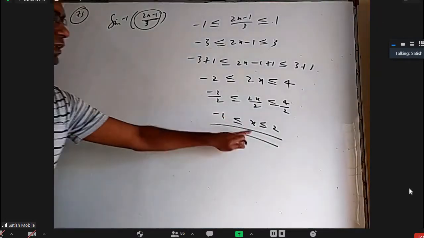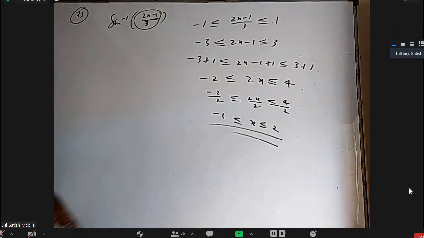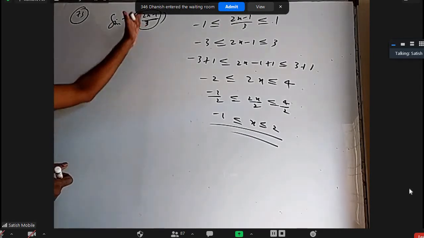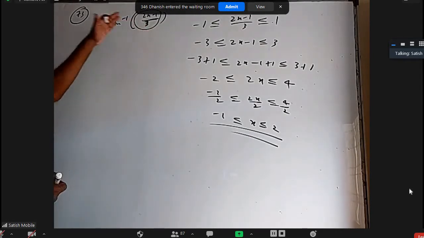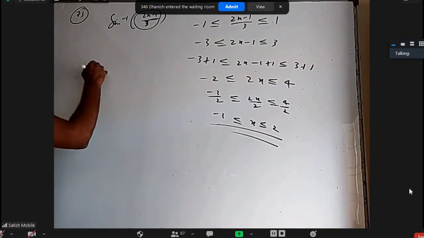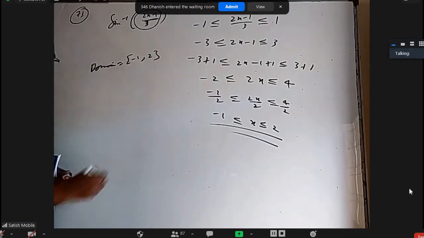So when x is between minus 1 to 2, (2x minus 1) by 3 will be between minus 1 to 1, and then sine inverse of that will be defined. If it is more than 1, it is not defined. If it is less than minus 1, also it is not defined. So domain is closed interval minus 1 to 2.